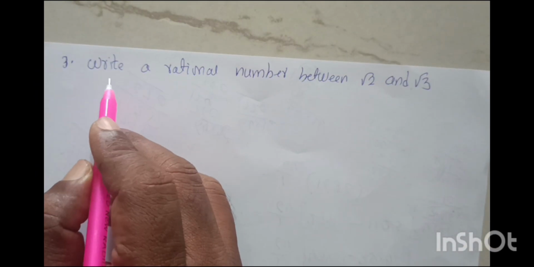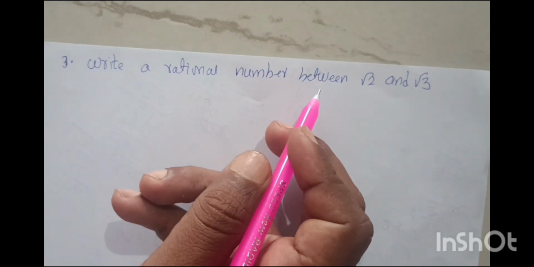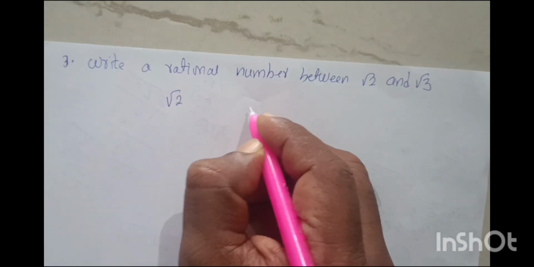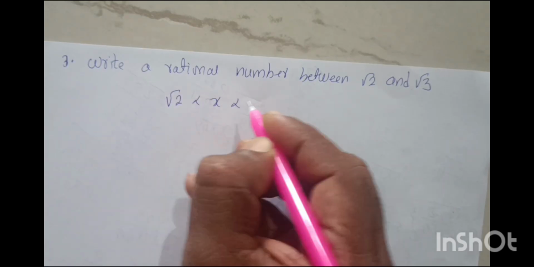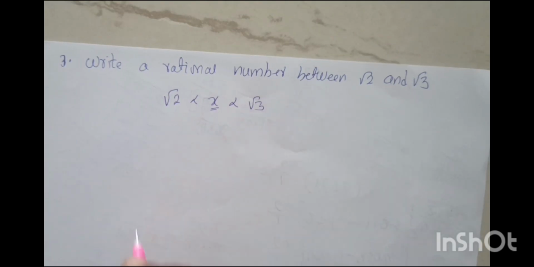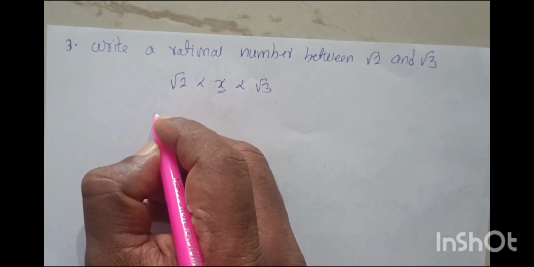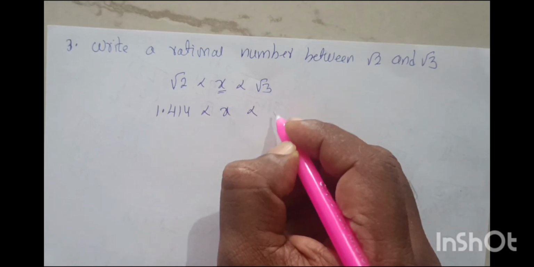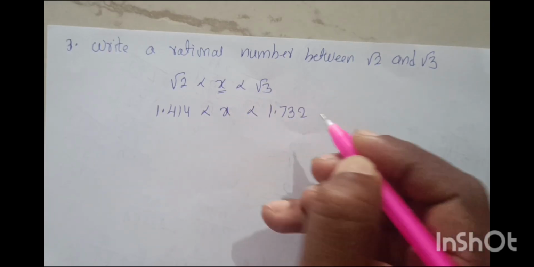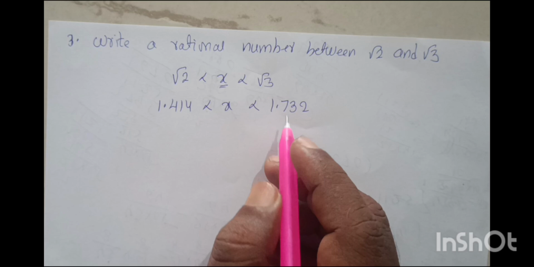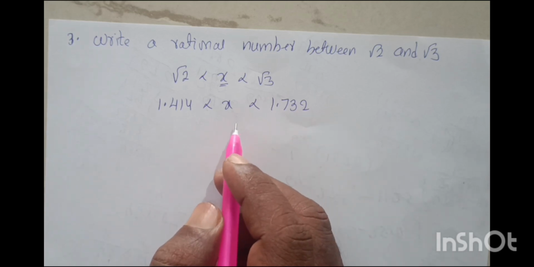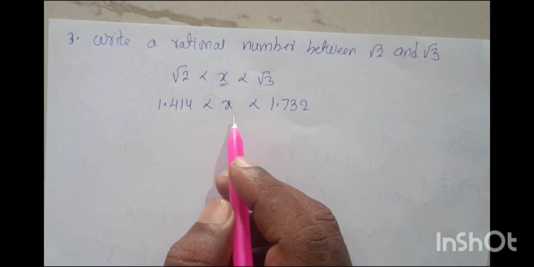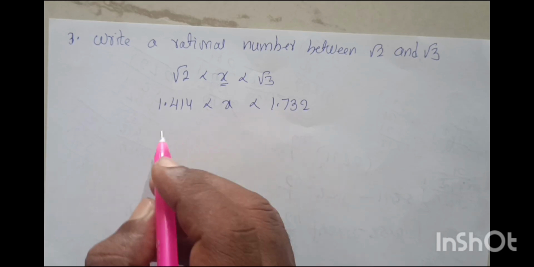Here the given question: write a rational number between √2 and √3. Now find the rational number between √2 and √3, that is, choose x. So x is the required rational number. We know that √2 is 1.414 and √3 is 1.732, so 1.414 is less than x, which is less than 1.732. I require only one rational number, but between any two numbers, infinitely many rational numbers are available.